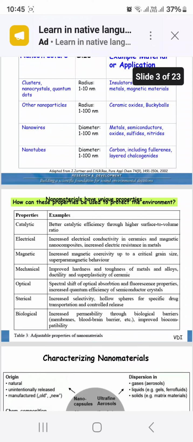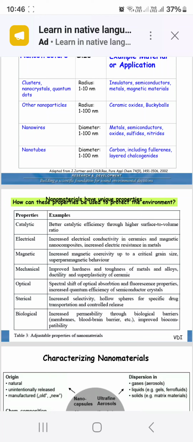How can nanomaterials have unique properties? For example, catalytic property: better catalytic efficiency through a higher surface area to volume ratio. As we convert a bulk material to a nanomaterial, it has good catalytic efficiency. Electrical efficiency is also increased, magnetic properties are increased, mechanically the hardness and toughness are also increased, and optical characteristics are also enhanced. For example, bulk silicon is not optical, whereas quantum dots and porous silicon are optical.